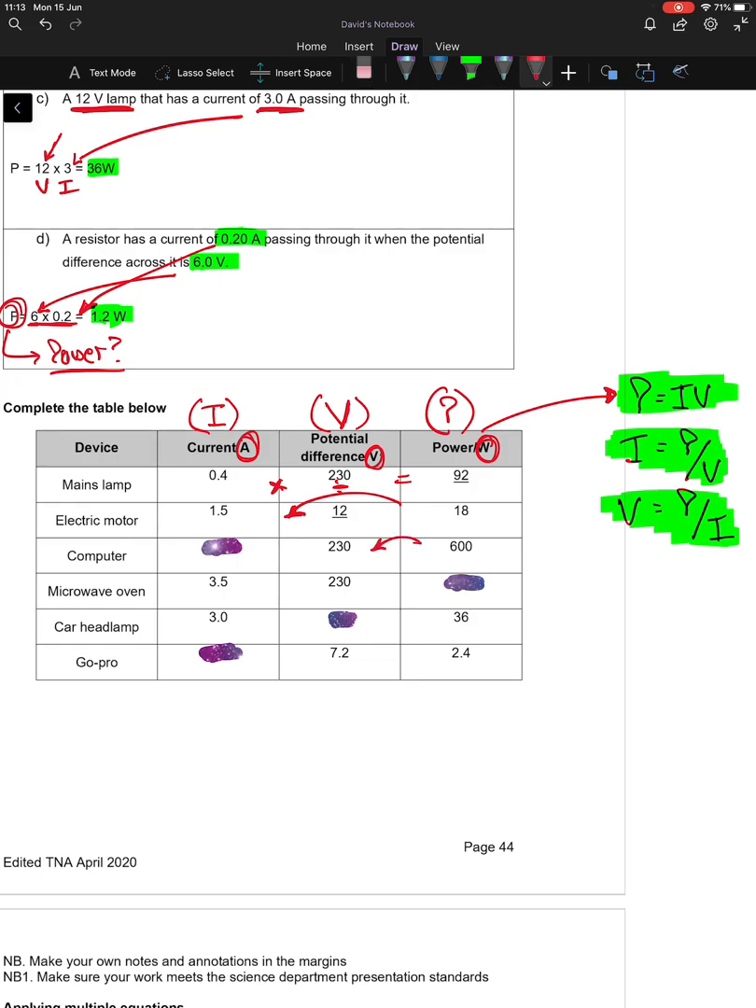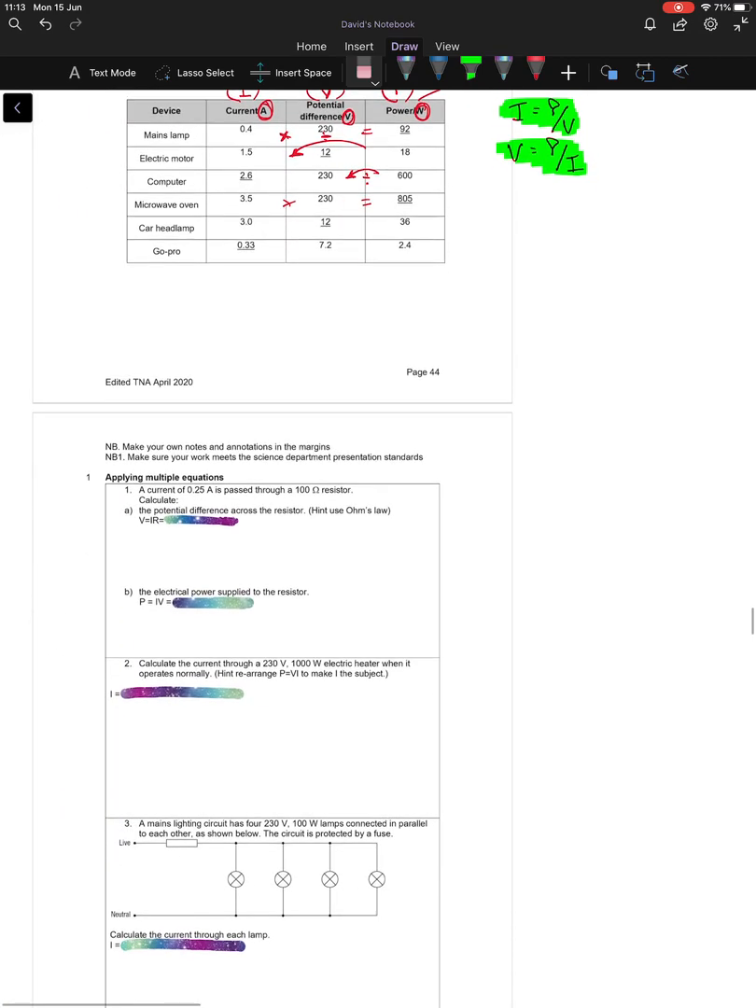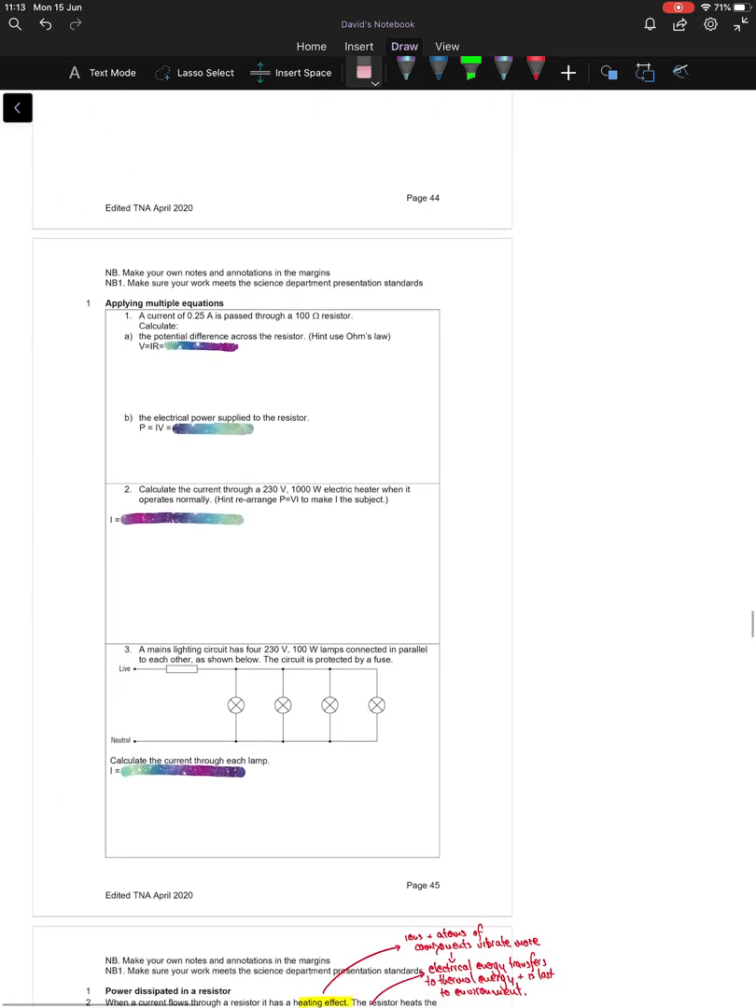You've got power and you've got potential difference. So P over V, you divide, give you 2.6. You've got current, you've got potential difference, so you times them, and that should give you 805. Again, divide. 36 divided by 3 would give you 12. And then power divided by potential difference, 2.4 divided by 7.2 should give you 0.33. Mark them if you've got them right, correct them if you've got them wrong.